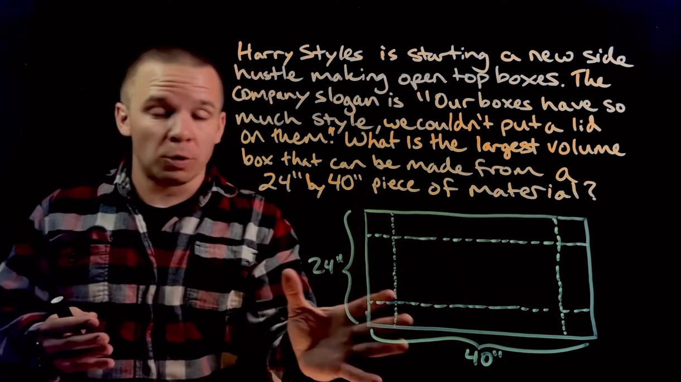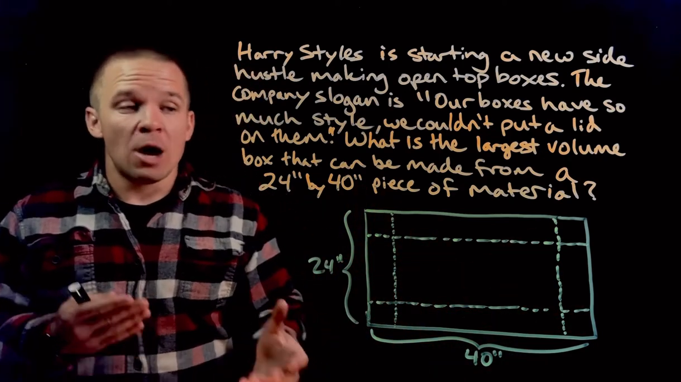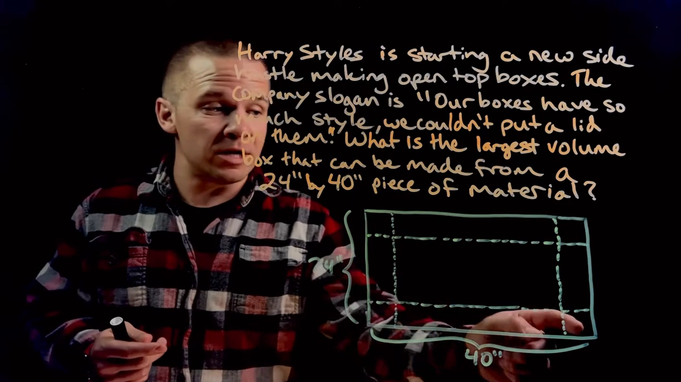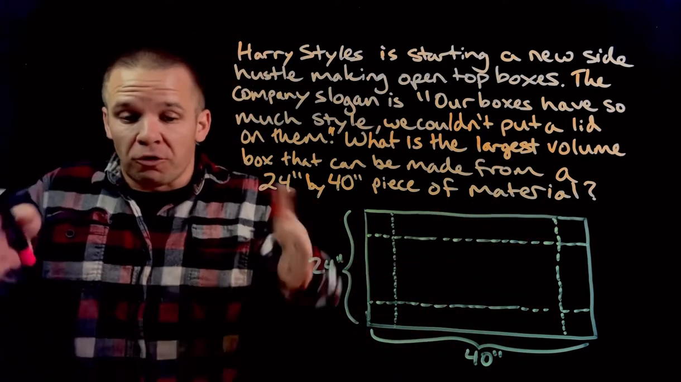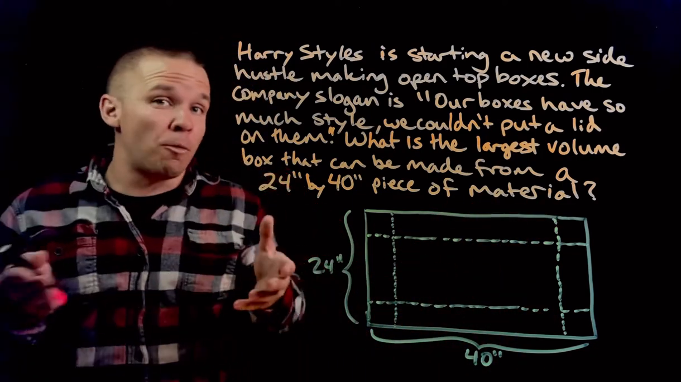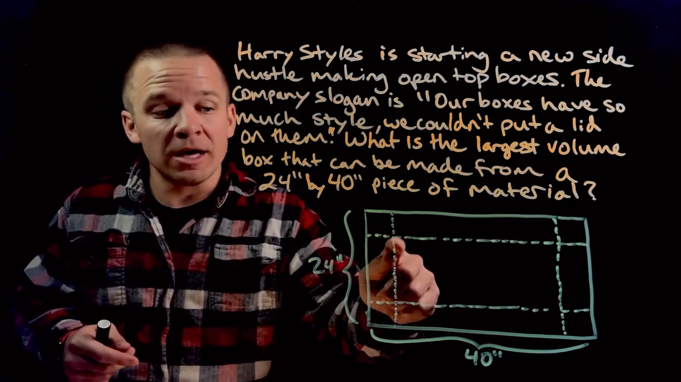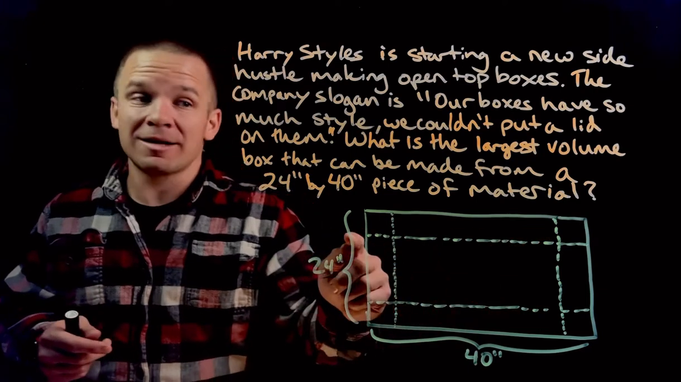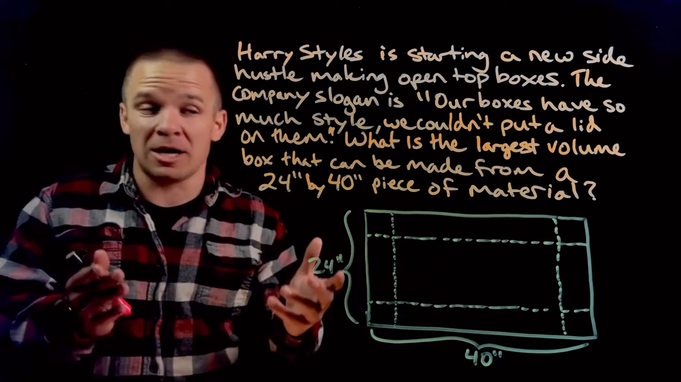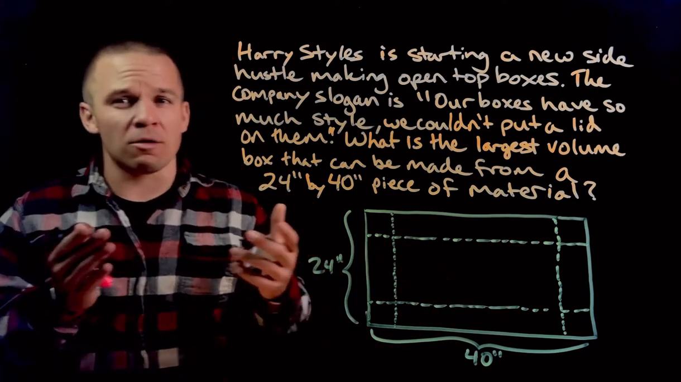Well, here we have our 24-inch by 40-inch piece of material. And what's going to happen is we're going to cut out each one of these four corners, which allows them to fold up these sides, creating an open top box. These folds are going to occur along the dashed part, making a new base of this box here that's smaller than the original piece of material. How much smaller is it than the original piece?